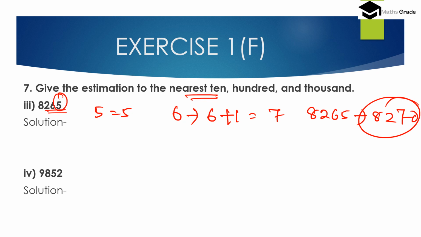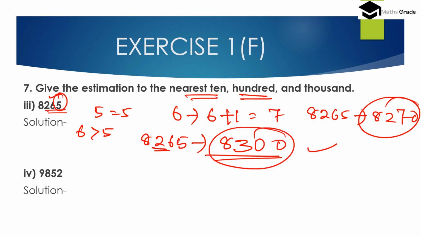Now we have to round this number to the nearest 100. When we round any number to the nearest 100, we have to look at the tens place value digit. Here the tens place value digit is 6, which is more than 5. So we have to add 1 to the hundreds place value digit. Here the hundreds place value digit is 2. We add 1 to 2. Now this 2 changes to 3, this 6 changes to 0, and this 5 changes to 0. Now it is 8300. So 8265 rounded up to the nearest 100 is 8300.